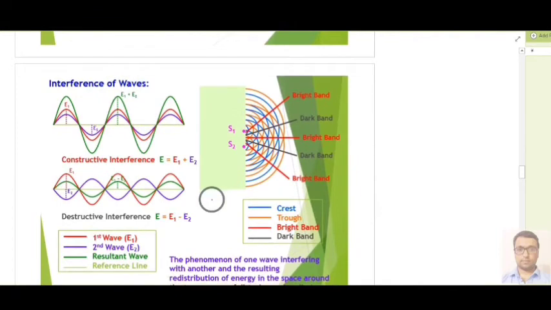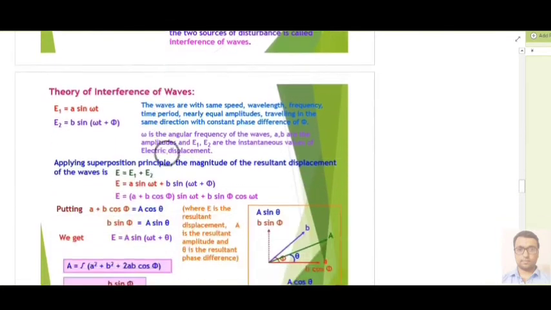When two waves are moving in such a way that they collide, or you can say they interfere into each other, then we call that interference takes place. In interference, basically your amplitude is added, like the amplitude of the first wave plus the amplitude of the second wave, both are added to get the amplitude of the resultant wave.